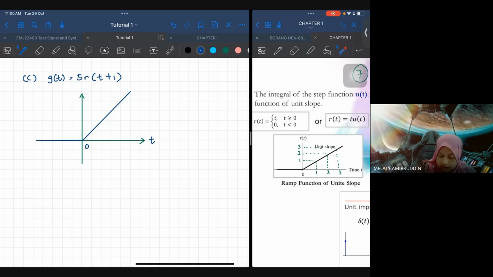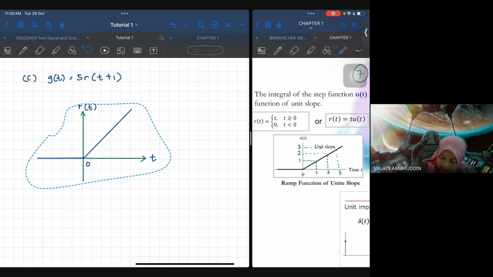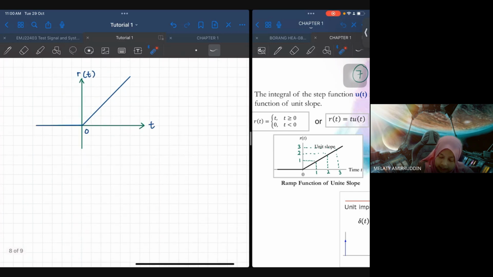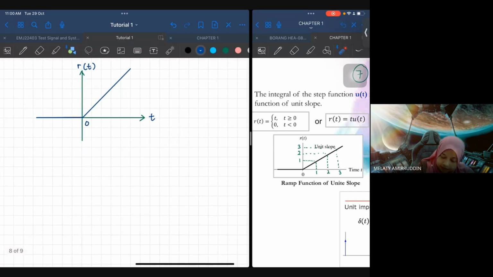This one is T. This is RT. This is the original signal. Okay. And then you need to shift the signal to the left by 1 step. To the left. Okay. So draw again.